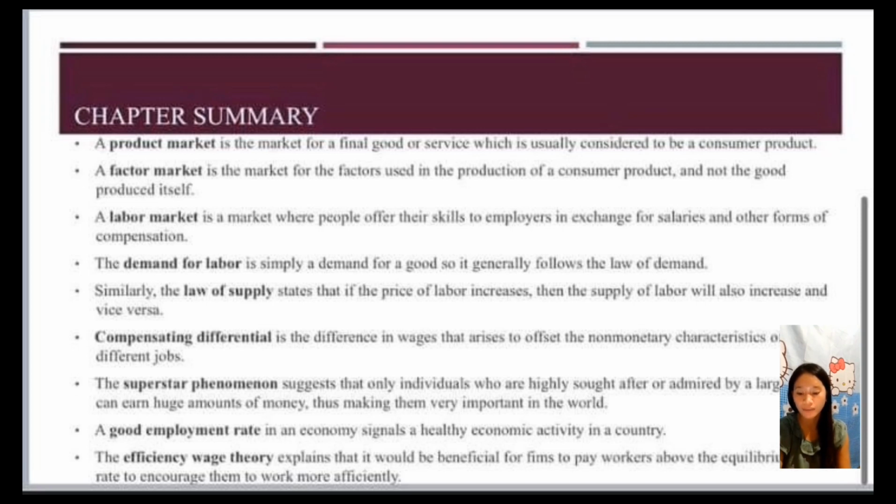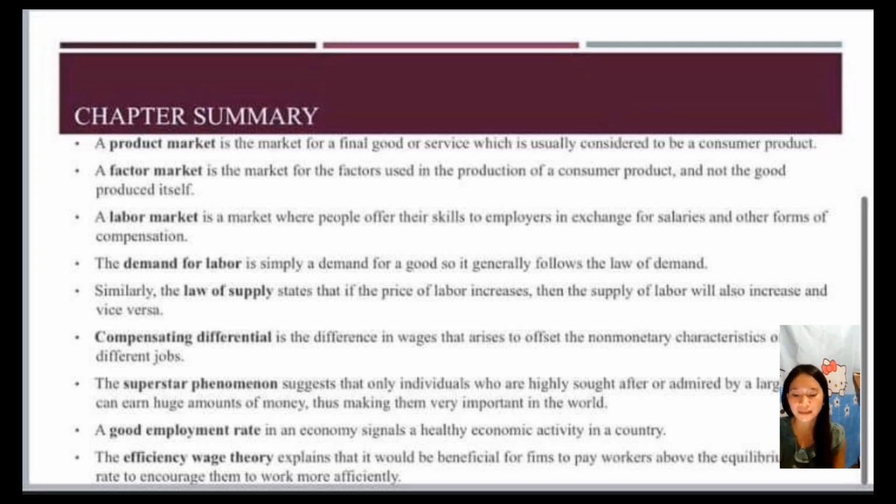A good employment rate in an economy signals a healthy economic activity in a country. The efficiency wage theory explains that it would be beneficial for firms to pay workers above the equilibrium wage rate to encourage them to work more efficiently.